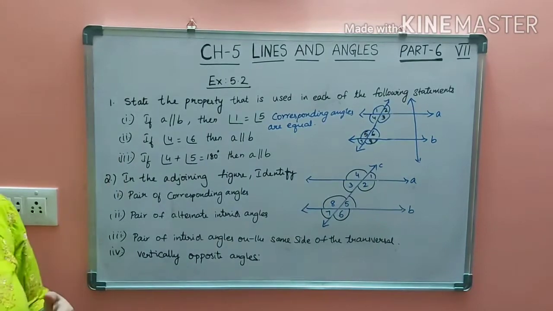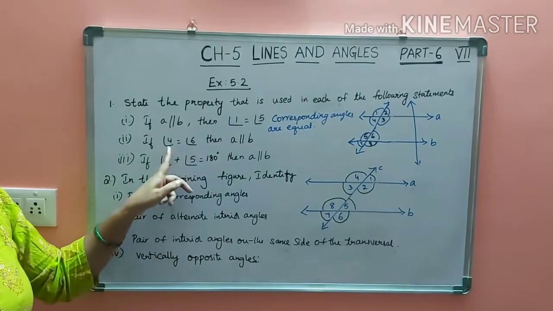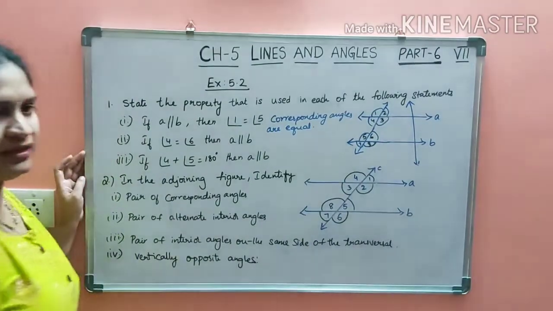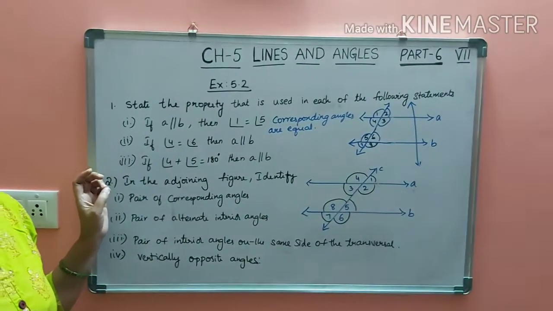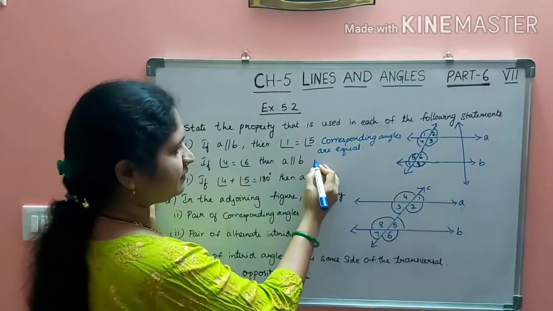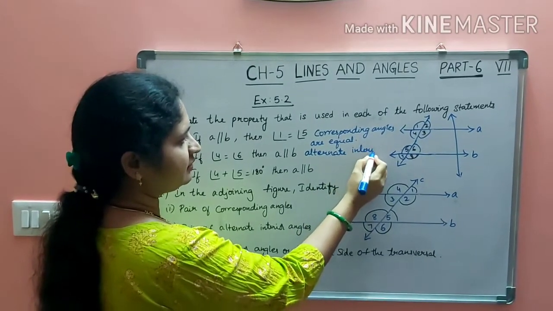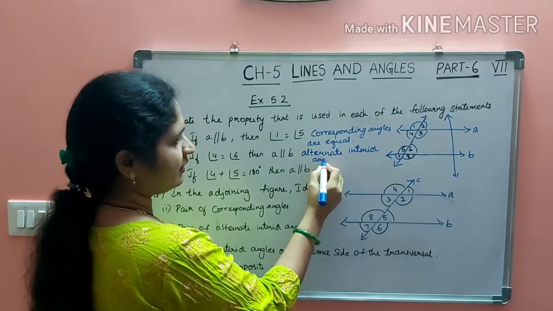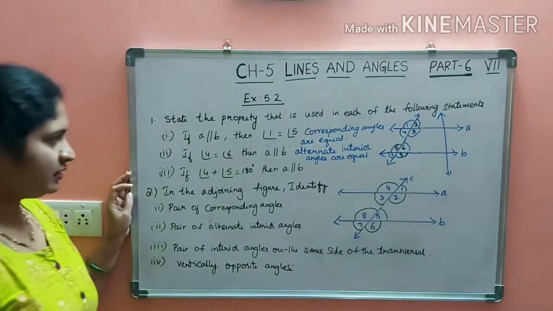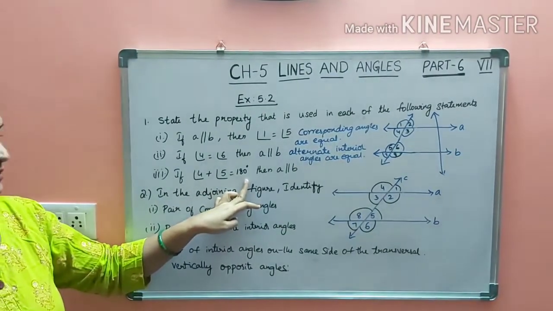Now coming to second bit, if angle 4 is equal to angle 6, then A is parallel to B. If any of the three statements are true, then we can say that A is parallel to B. Angle 4 is equal to angle 6. Here angle 4 and angle 6 are alternate interior angles. If alternate interior angles are equal, the two lines are parallel. So what is the statement we are having? Alternate interior angles are equal.